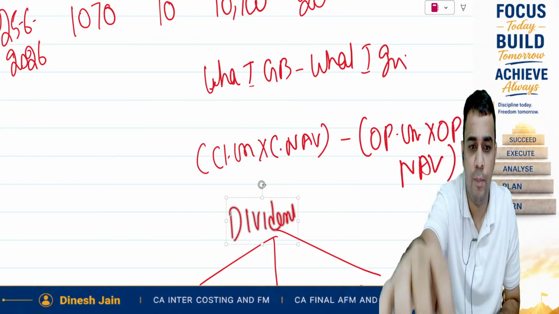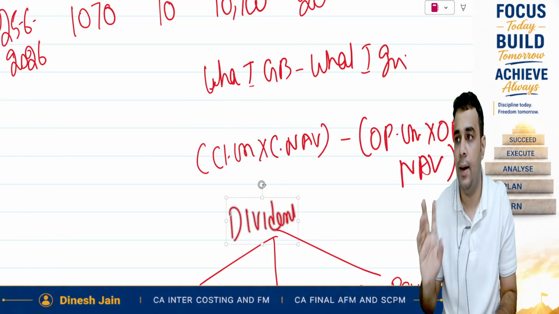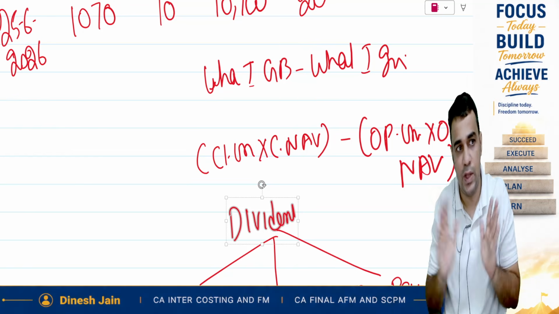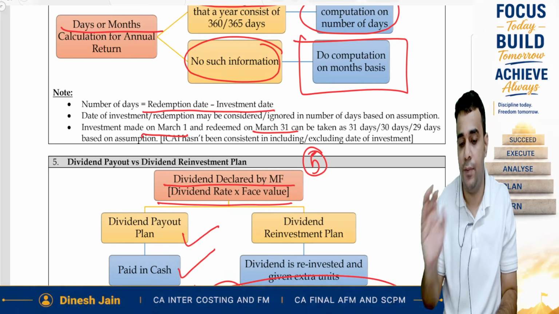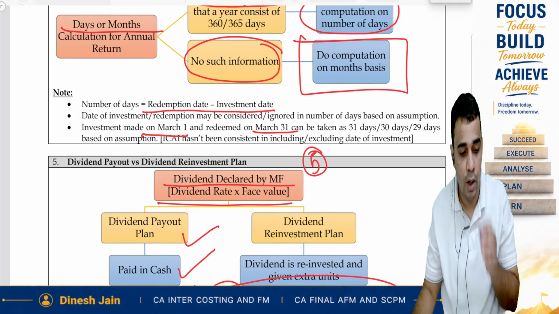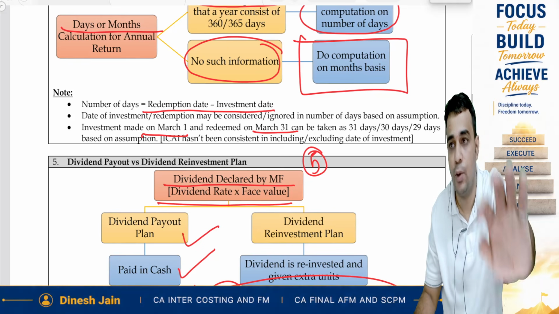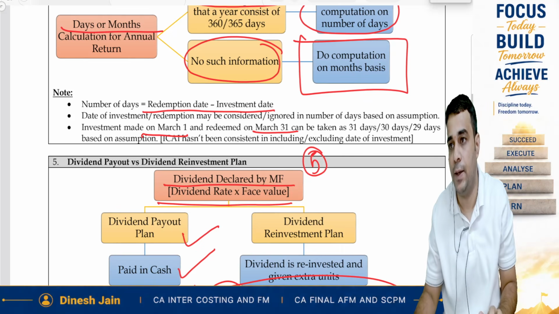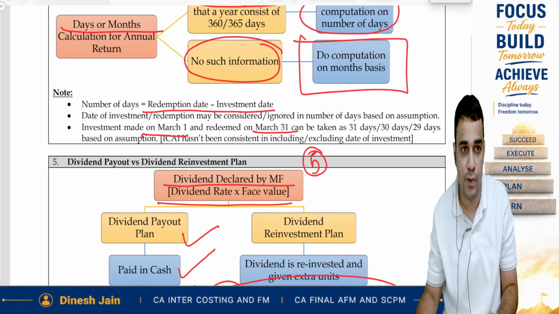We learned about two plans: the dividend payout plan and the dividend reinvestment plan. The choice is with us. Now, whatever I have discussed, let us do it on a problem. Concept 5 on the side, right? Question 5, which we are doing now. Concept 5, question number 5. Every concept, I'll give you a question number mapping most of the time.